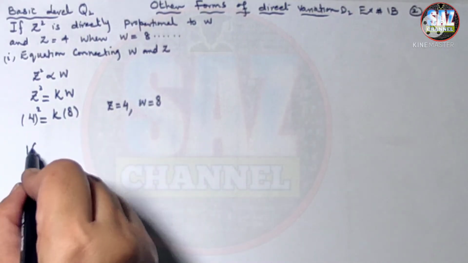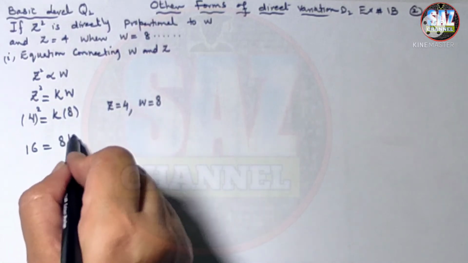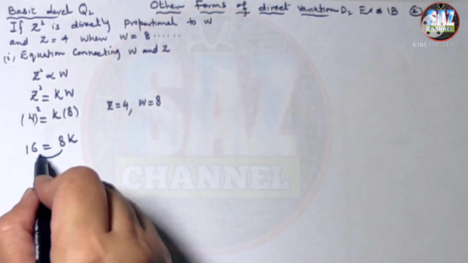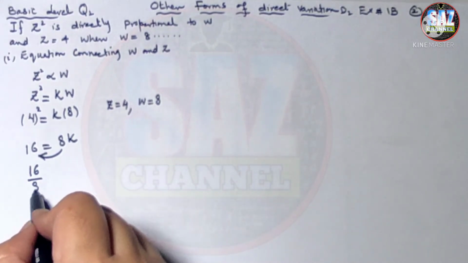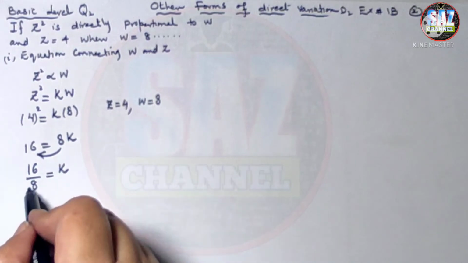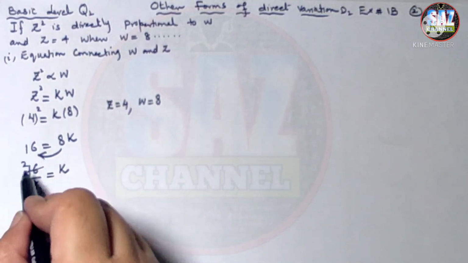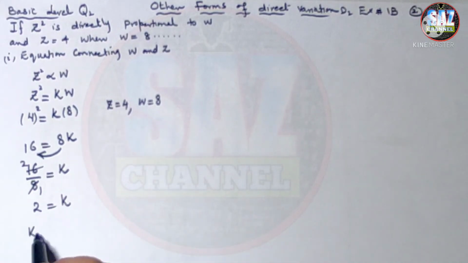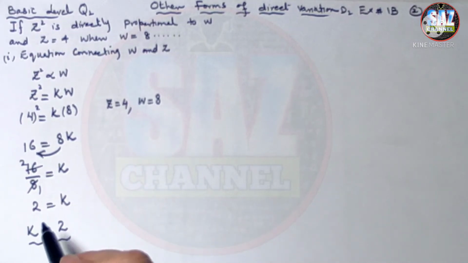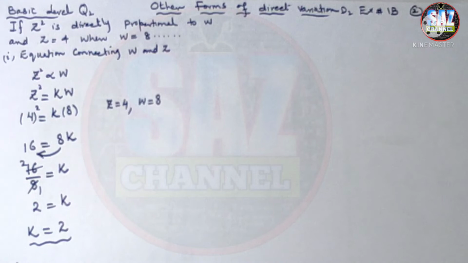Square of 4 is 16 equals 8k. As I need to find the value of k, I have to isolate k. I have to shift 8 to the other side, so 8 ones are 8 and 8 twos are 16, so 2 equals k, or k equals 2. This is the constant of variation that we have calculated. And now in order to write the equation connecting, z square equals 2w. This is the equation connecting z and w.